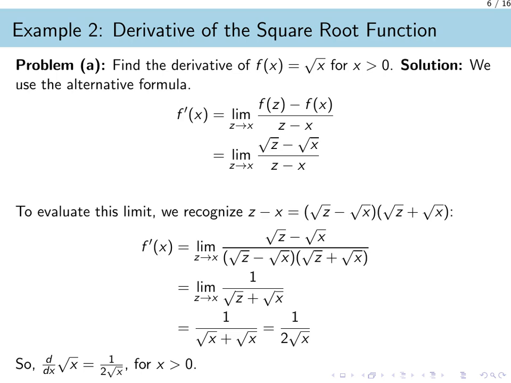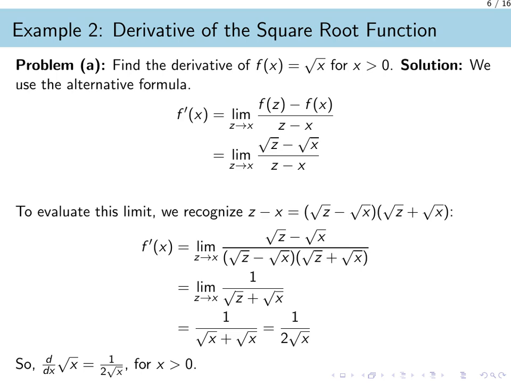Let us find the derivative of the square root function, which requires a clever algebraic technique when using the alternative limit formula. We begin by setting up the difference quotient, which is the limit of the quantity square root of z minus square root of x, all divided by the quantity z minus x. The key step here is to recognize that the denominator, z minus x, can be factored as a difference of squares involving roots. Specifically, it is equal to the quantity square root of z minus square root of x times the quantity square root of z plus square root of x.